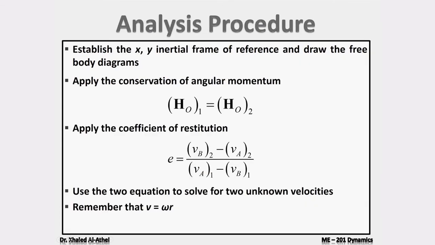So basically these are my two equations: conservation of momentum around the point of rotation, and then the coefficient of restitution done at the point of impact. And remember that V equals omega R. We are going to use this extensively.